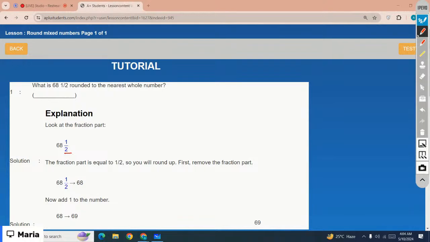So here you have exactly half. 1 by 2 is half, right? So that means you need to round up, add 1 to the whole number. So 68 plus 1 is 69, right? So 68 whole 1 by 2 is rounded off to 69. Okay, let's just start with the test questions.